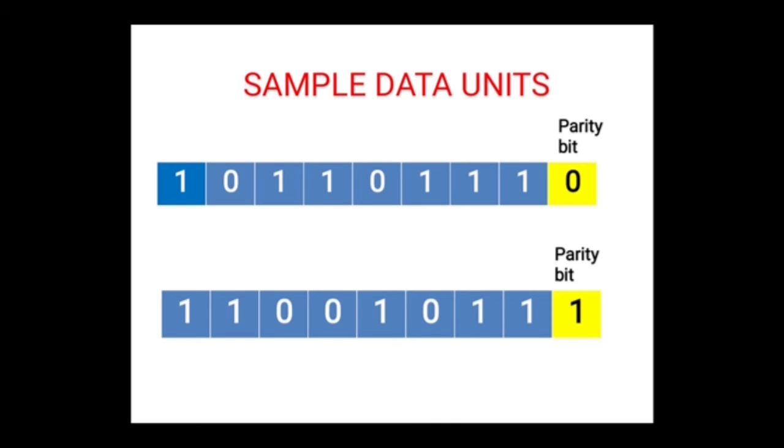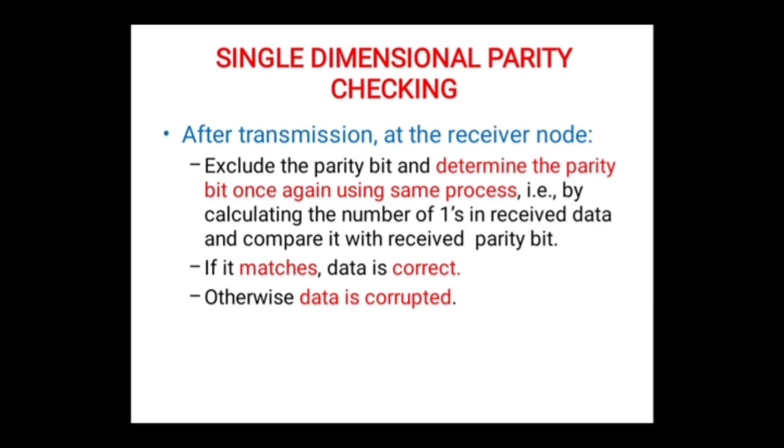So now you can see in the example, because the number of 1s in the first case is even, my parity bit is 0. And in the second sample unit, my number of 1s is odd, so my parity bit is 1. Always remember that we have to make the number of ones even. Now, single dimensional parity checking, we will discuss that first method of error detection.